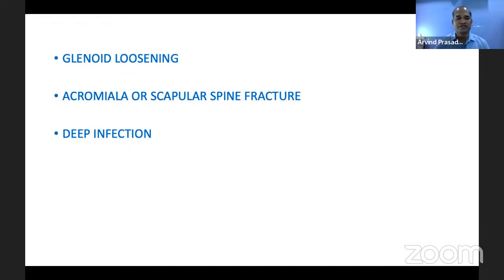Another risk factor is glenoid loosening. If glenoid loosening is there, or acromial or scapular spine fracture, or if there is deep infection, and many a time with this joint, initially there is hardly any infection, but the patient comes 1 or 2 months after surgery with a deep infection. That is another complication of this reverse shoulder arthroplasty.